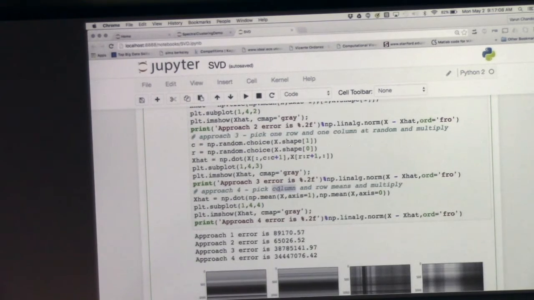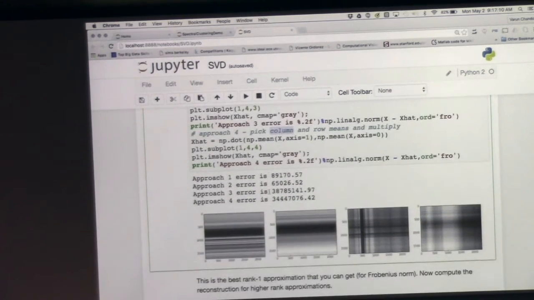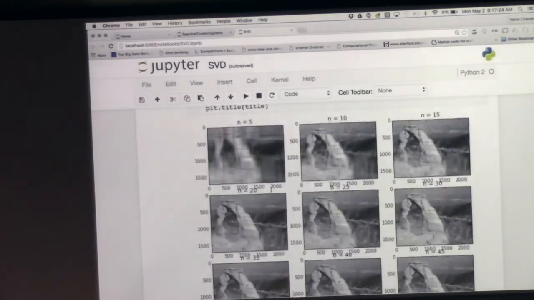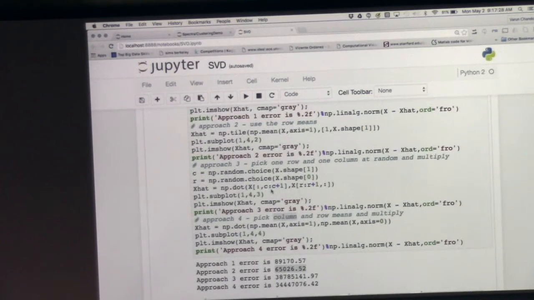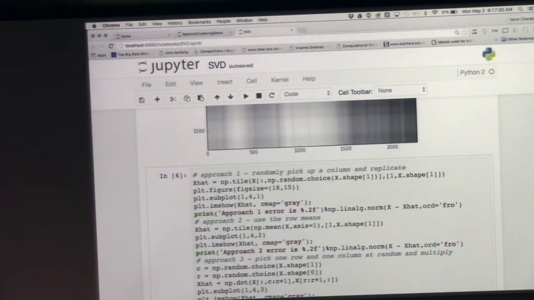Pick a column and row means and apply them. In all these cases, this is the error I am getting, and these are the approximated values. But if you use SVD, which was here, the error of this would be the minimum. In fact, I'm sorry, somewhere I need to also print the SVD error.